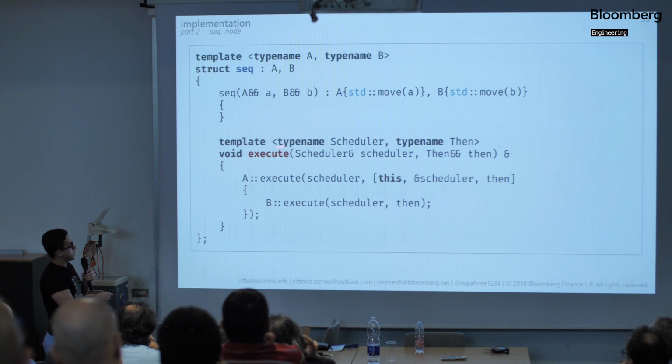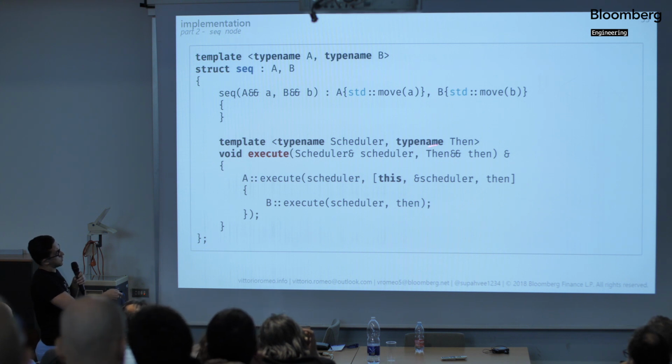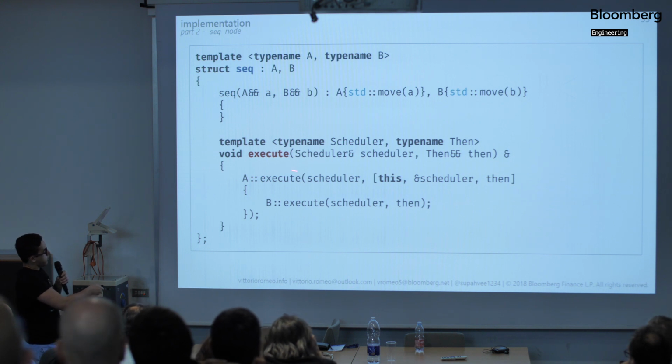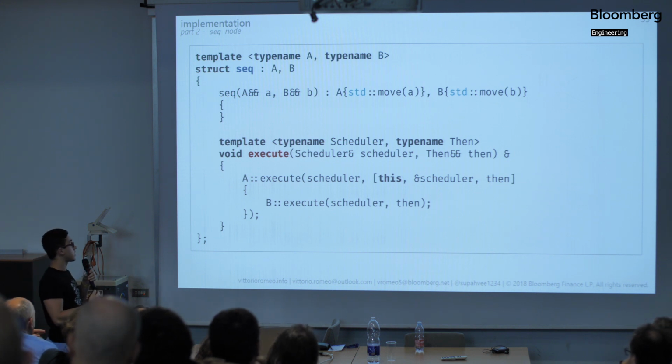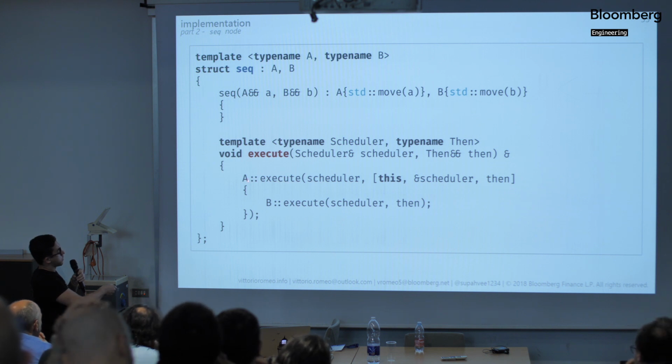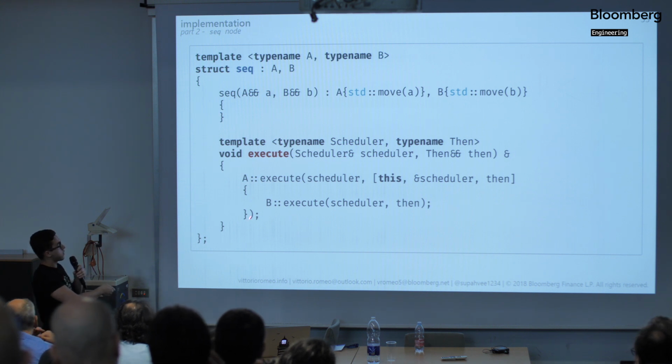And then we expose the execute function to fulfill the node concept. It will take a scheduler and a continuation. What we're going to do is execute A first on our scheduler, and then as the continuation of the execution of A, we're going to provide this lambda over here that executes B when it's invoked. So we're basically saying, execute A on the scheduler, and whenever this thing is done, which might be sometime in the future if the scheduler is asynchronous, then please execute this lambda over here, which captures the relative information.